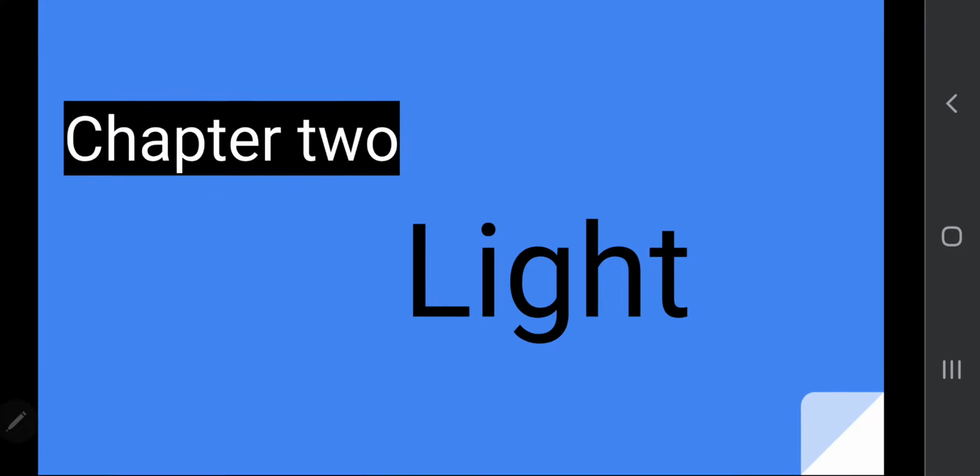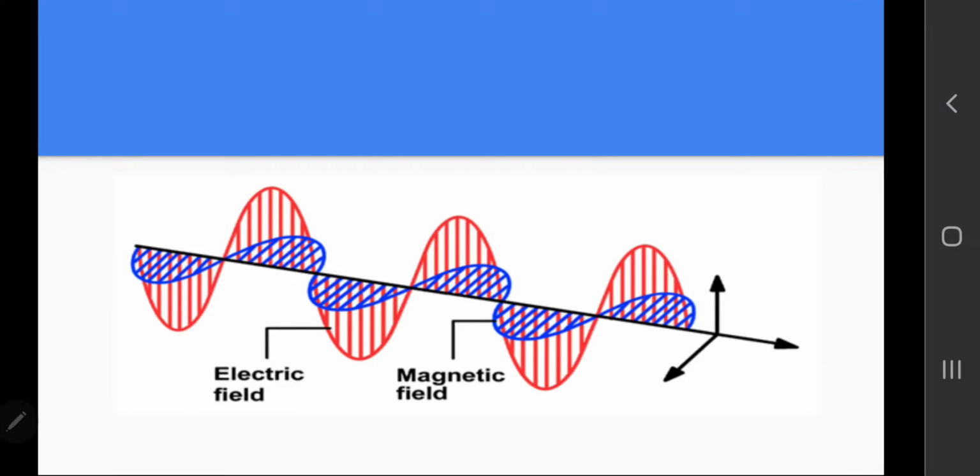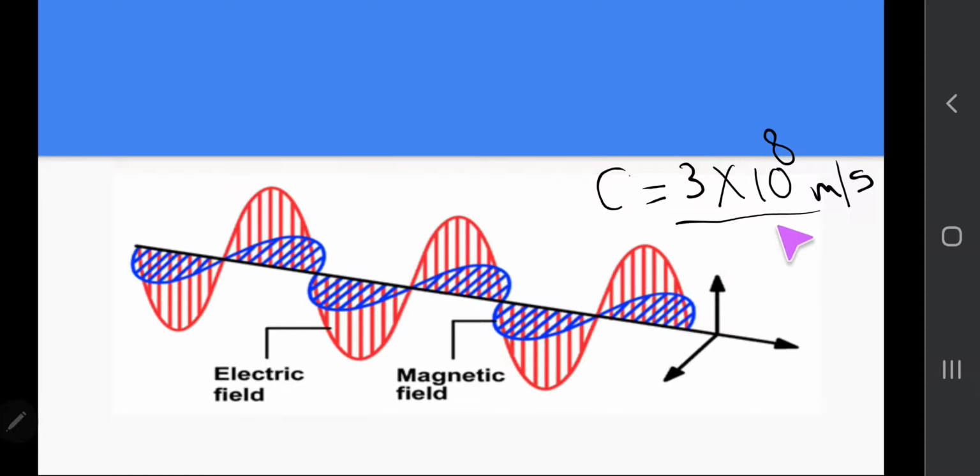Light is a transverse wave. Electromagnetic waves travel at constant speed in space. This speed c equals 3 times 10 to the power 8 meters per second. This is the largest speed in the world.